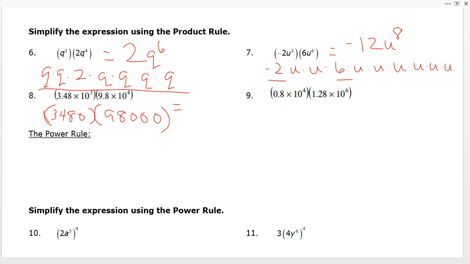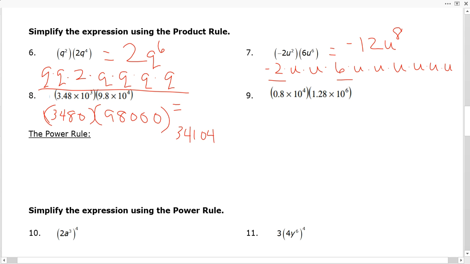3480 times 98000 equals 3410400. Ooh, what a pain. Don't I wish I hadn't started that. Okay, but if I take my decimal at the end and go 1, 2, 3, 1, 2, 3, 4, 5, 6, 7, 8, I have 3.4 times 10 to the 8th.